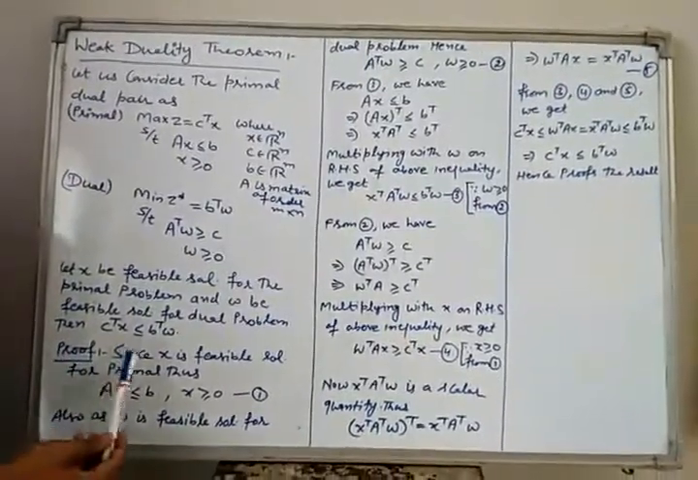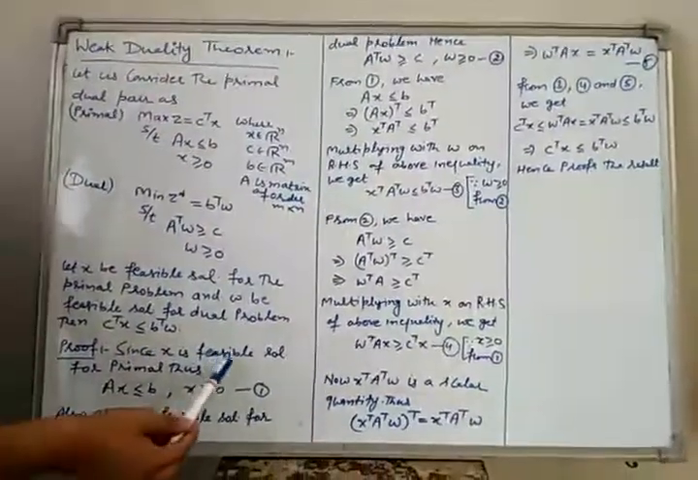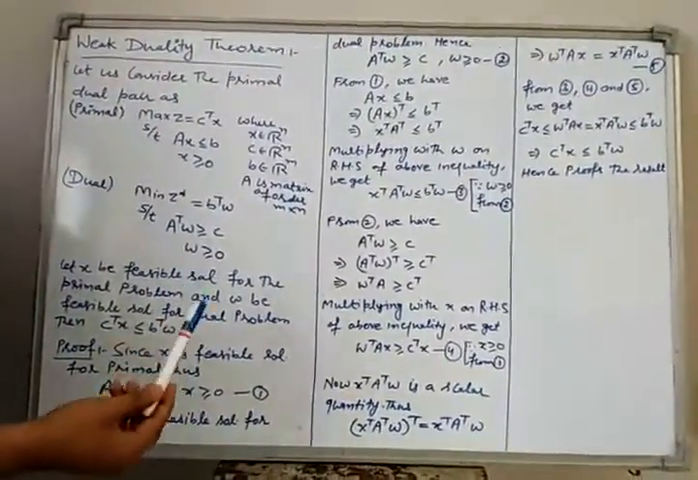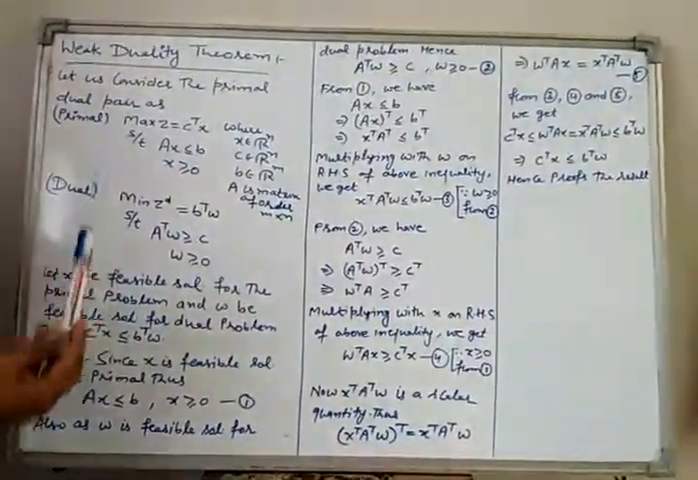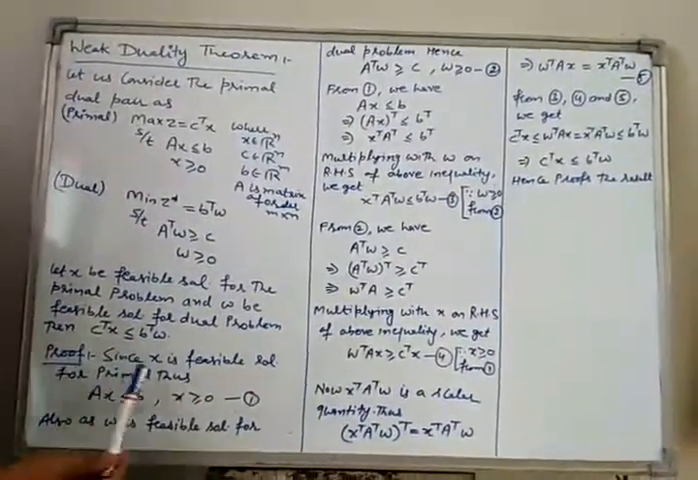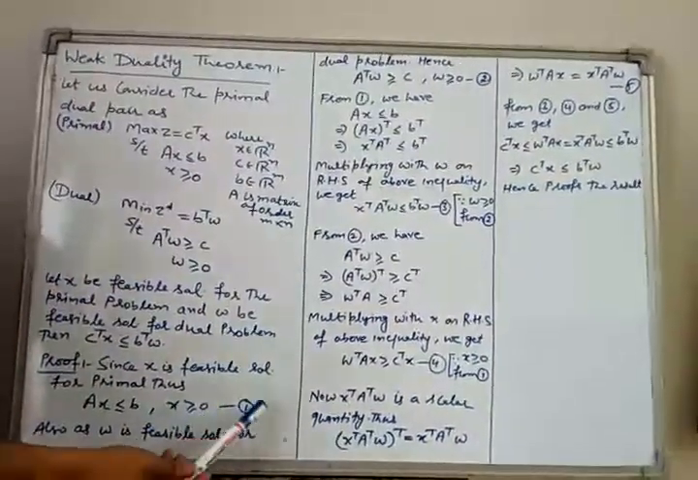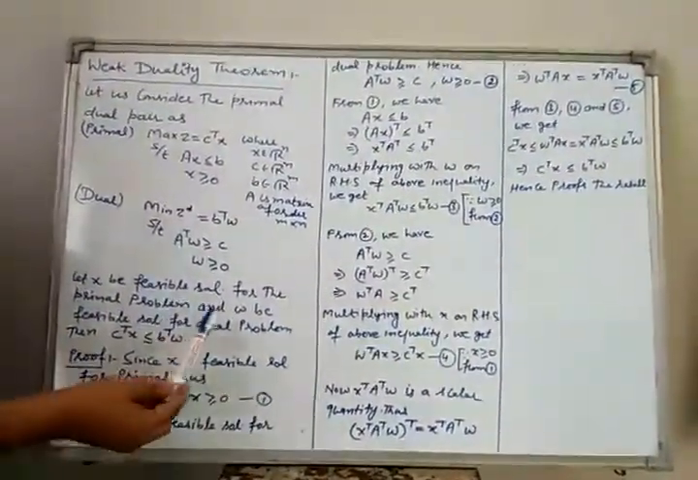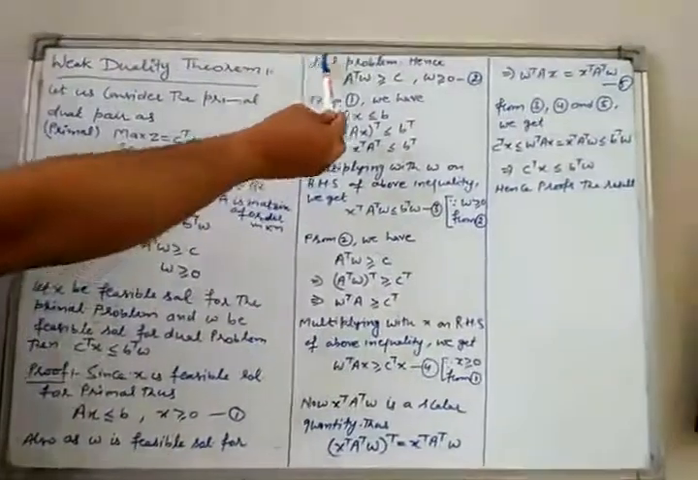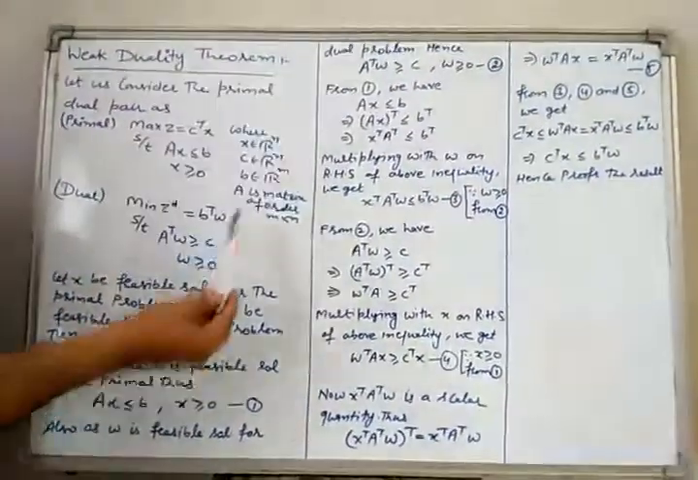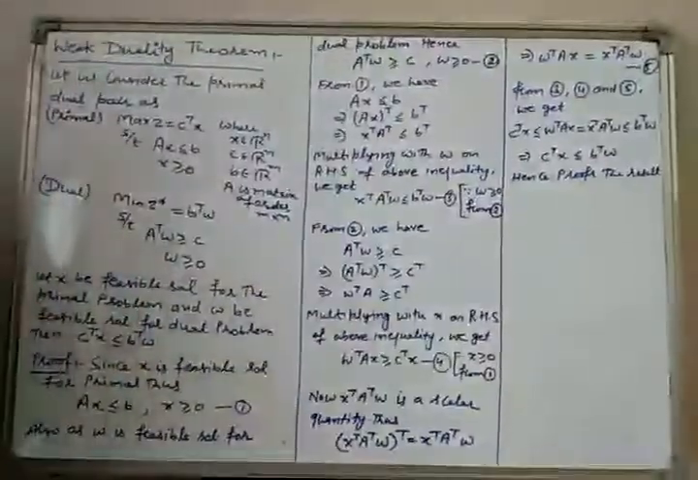Proof of this theorem: since X is a feasible solution for the primal problem. Now we recall what a feasible solution is. A feasible solution is one which satisfies the constraints as well as the non-negativity restrictions. Therefore, since X is a feasible solution for the primal problem, Ax less than or equal to B along with X greater than or equal to 0. This is equation number 1. Also given that W is a feasible solution for the dual problem. As W is a feasible solution for the dual problem, A transpose W greater than or equal to C along with W greater than or equal to 0. This is our equation number 2.